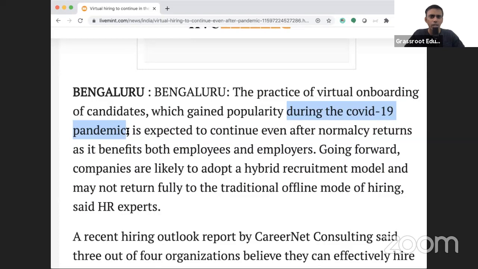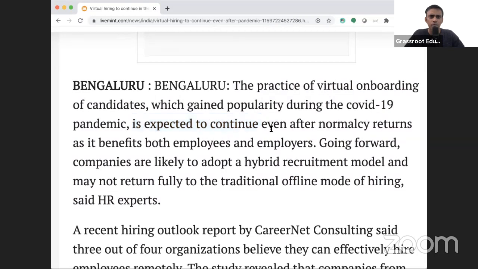During the COVID-19 pandemic is expected to continue, even after normalcy. Normal and the alphabet C, that's all. Even after normalcy returns as it benefits both employees and employers. Now, as usual, the R should be soft. Don't say "employers." Employers. Soft R.